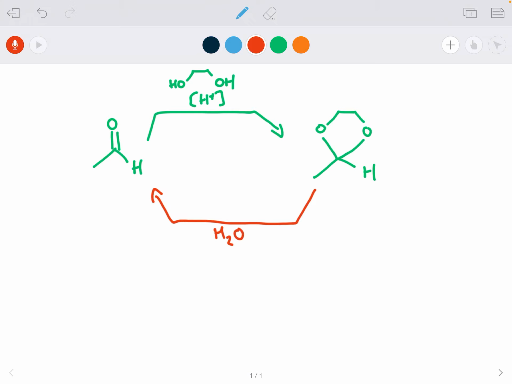So I'm going to go ahead and show the mechanism of how this works. What you'll notice when I go through the mechanism is it's the same exact intermediates, just in the reverse order. So we're using water, and we have the protonation steps, the leaving groups, everything just goes in the reverse order.